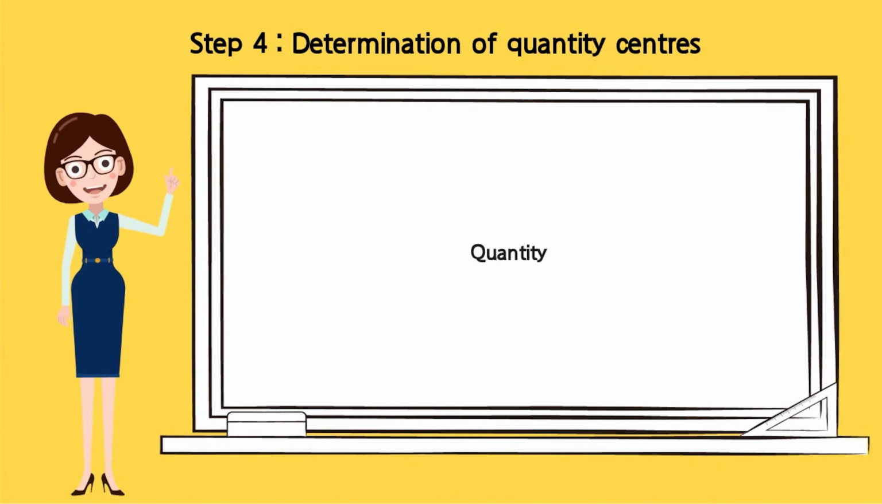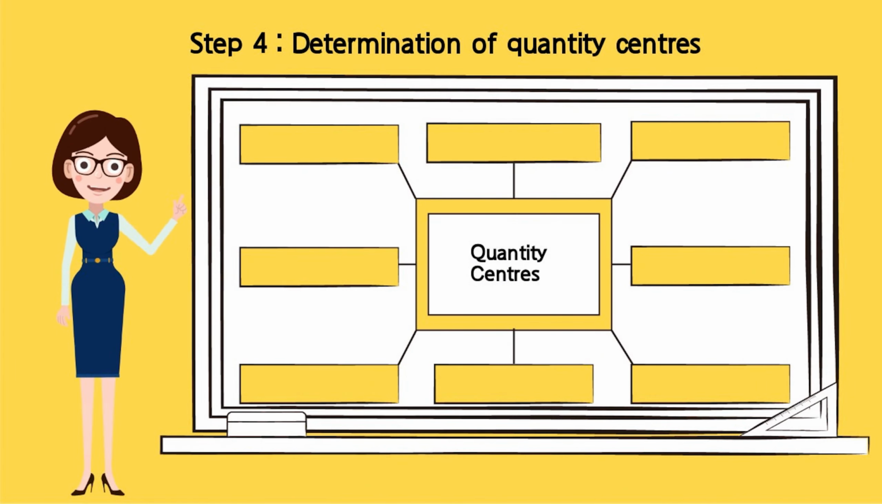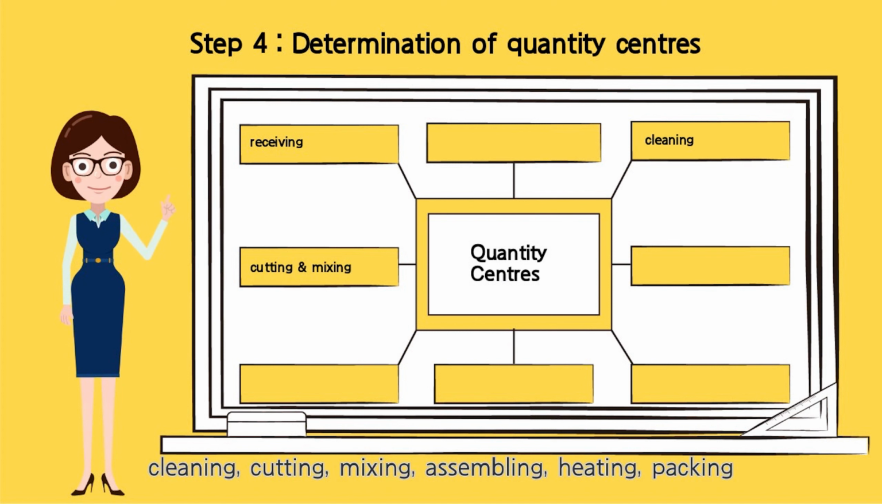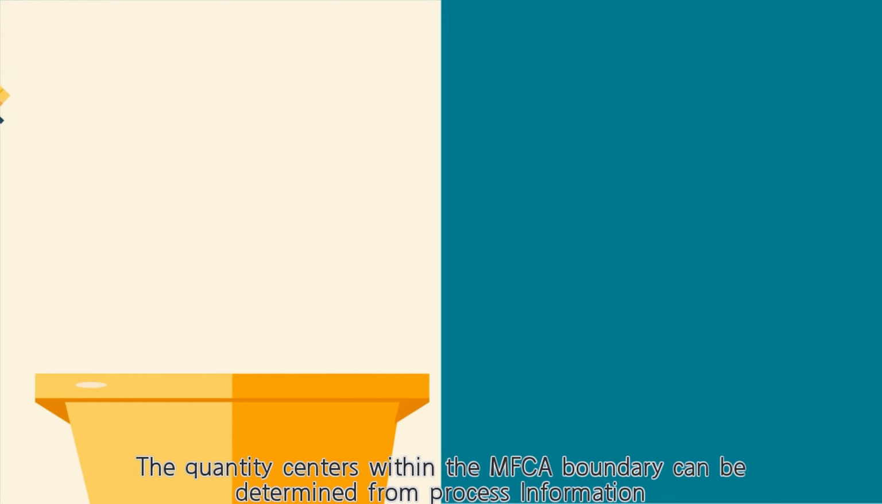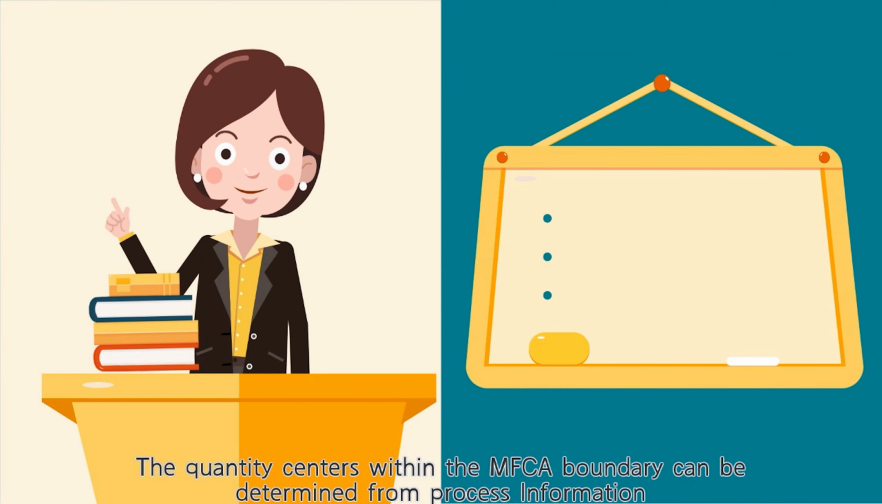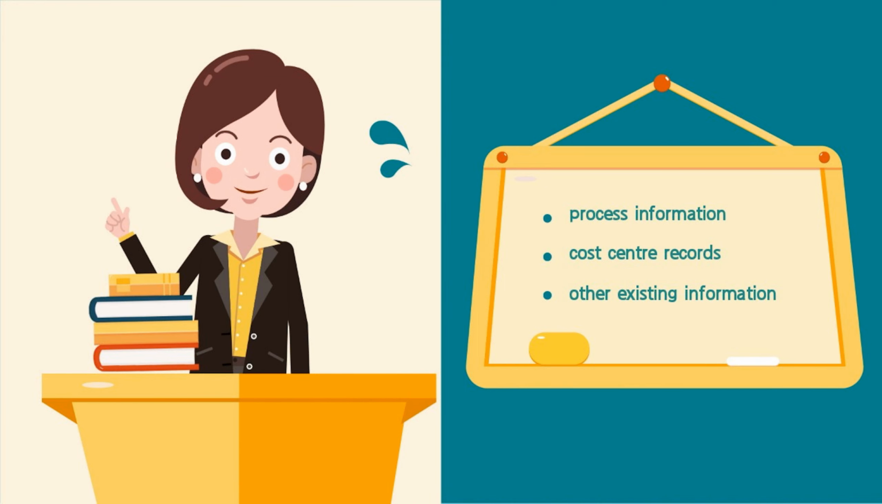Step 4. Determination of quantity centers. Various processes such as receiving, cleaning, cutting, mixing, assembling, heating, packing, inspecting and shipping, as well as material storage areas, can be considered as quantity centers. The quantity centers within the MFCA boundary can be determined from process information, cost center records and other existing information.